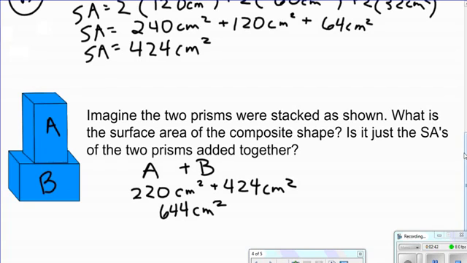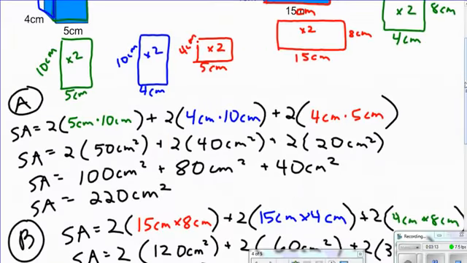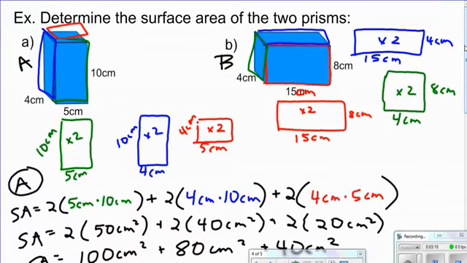But wait. It is not that easy, my friends. I hope you noticed that A and B are touching along this face under here. So there is the rectangular bottom of A under there. A is covering up part of B, and B is also covering up part of A. The part that is being covered up, if we scroll up to A, is this red face, the top. So we said the top and the bottom. This is actually the area that's being covered up.